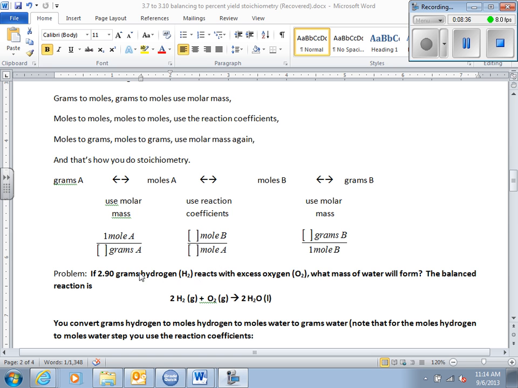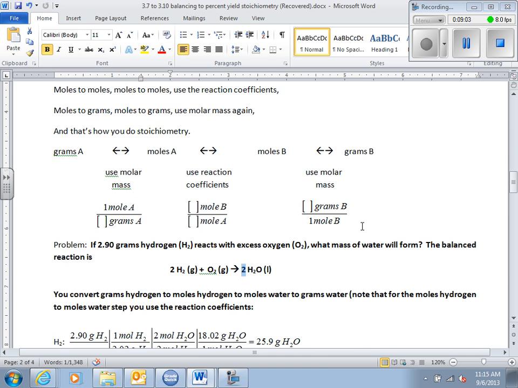So we're starting with grams, so it's grams to moles, use molar mass, and we're trying to get to water, so we'll go moles of hydrogen to moles of water using the reaction coefficients, and then we'll go from moles of water to grams of water using molar mass. Okay, so here's what it would look like right here.